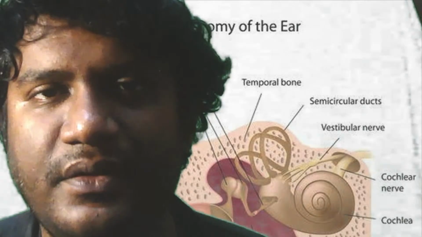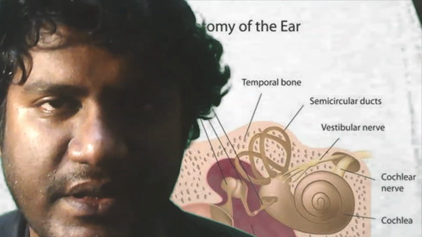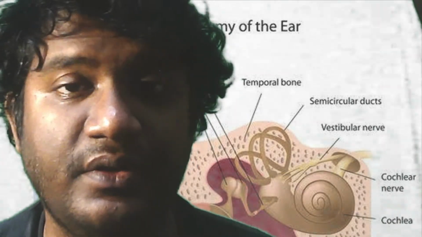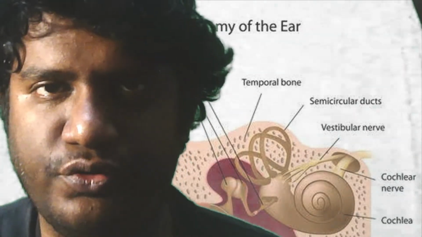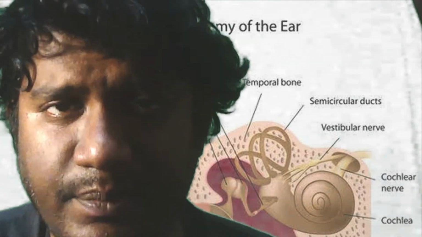Why is incus the first ossicle to be necrosed? Because incus has a tenuous blood supply. That is, its blood supply is not robust. Especially in the long process of incus, the blood supply is through diffusion and through perforators. It is not from a direct arterial supply.